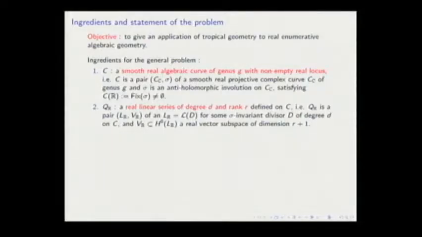So for this introduction, I will consider a smooth real algebraic curve of genus G with a non-empty real locus. In other words, this is a pair of a complex smooth projective curve together with another piece of information, which is an anti-holomorphic involution, such that the fixed locus of this involution on the curve is non-empty.